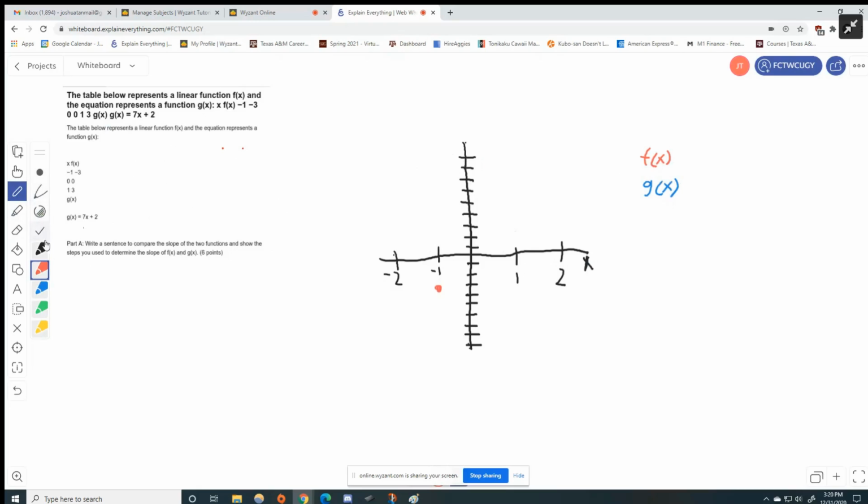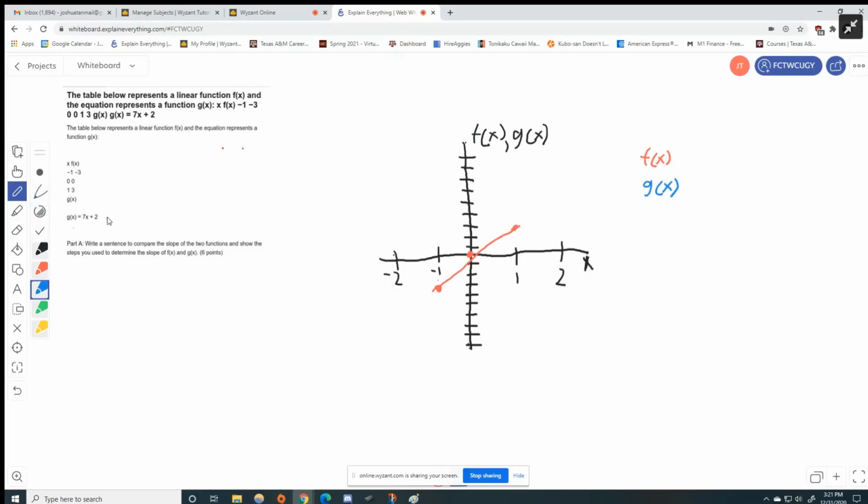Again, just for clarification, I'll write it down. This line right here can either be f of x or g of x. It doesn't really matter which one. So we have -1, -3, and then we have 0, 0. So that's going to be straight in the center. And the third point is going to be 1 for x and 3 for f of x. So it's going to be 1 here, and 1, 2, 3. Trace it right here, and then you'll have an f of x line similar to that.